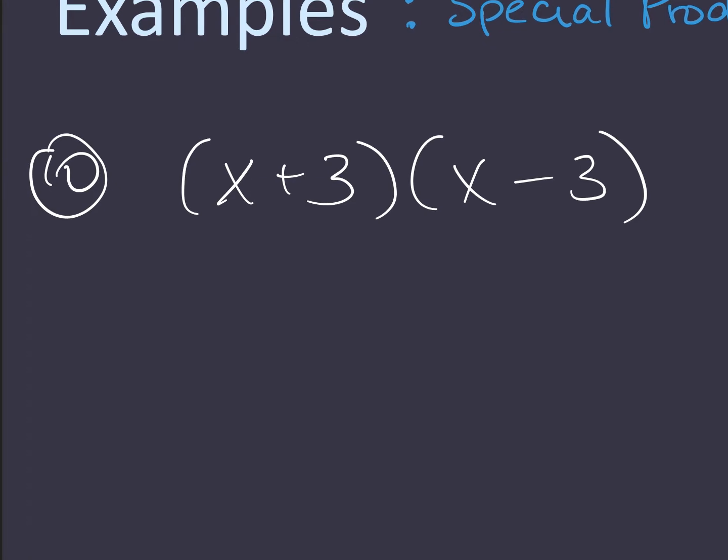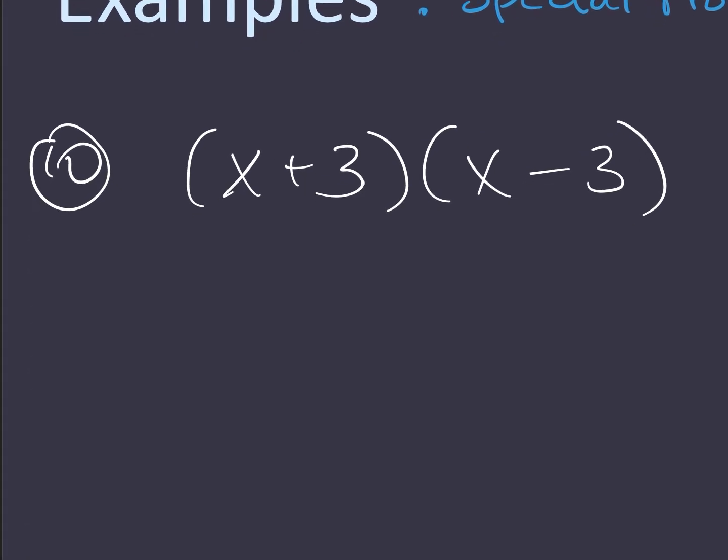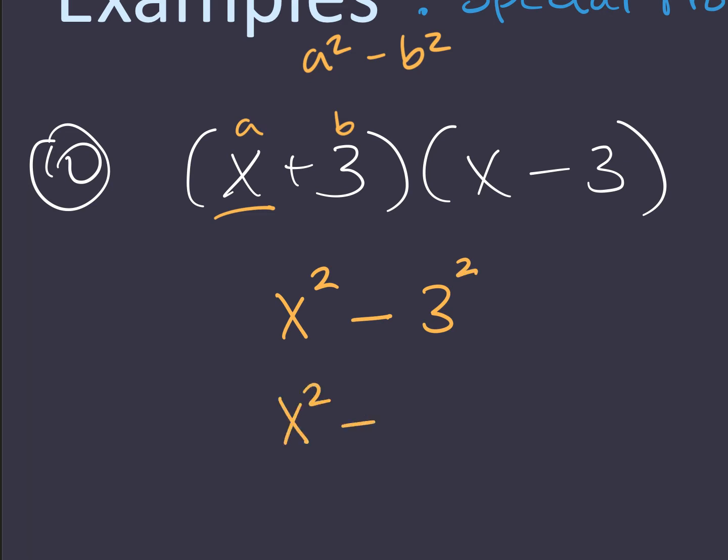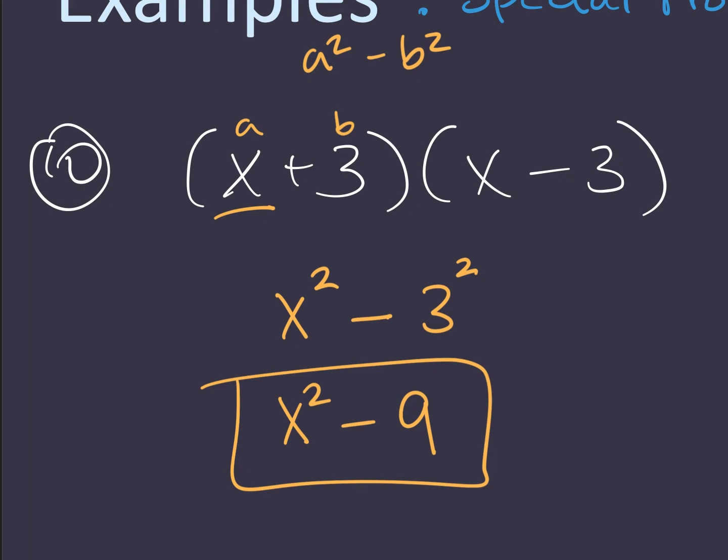All right, so it just so happened that the example that I wrote on the last one is number 10. So if this is our a and our b, our shortcut is a squared minus b squared. So what's a? X, it's the first term there, so this would be x squared minus, and what's b? 3, so 3 squared. So x squared is just x squared, but I can evaluate 3 squared. What's 3 squared? 9. So our answer here would be x squared minus 9. If you FOILed these two binomials out, you would get the same thing.